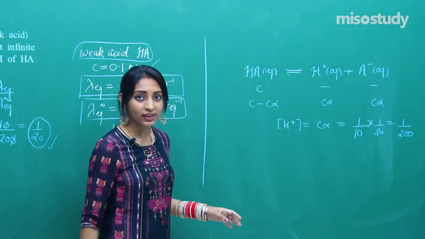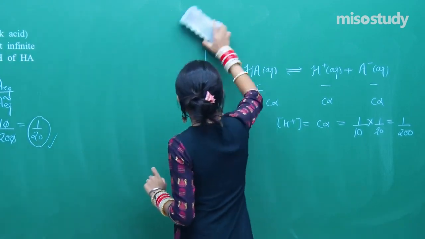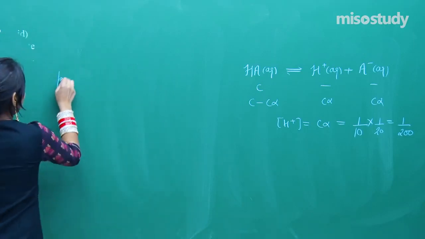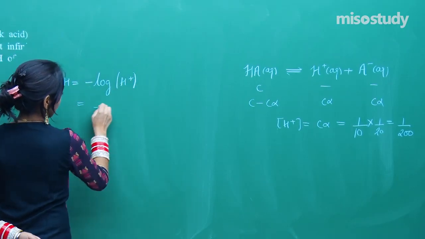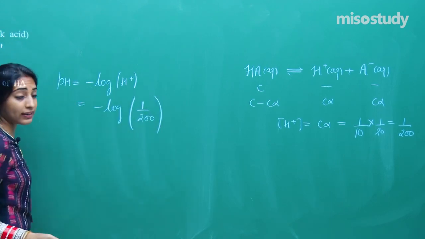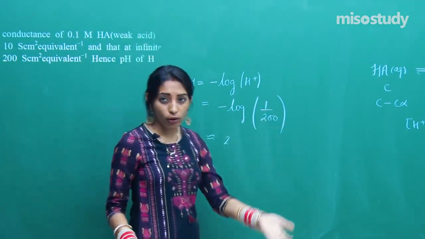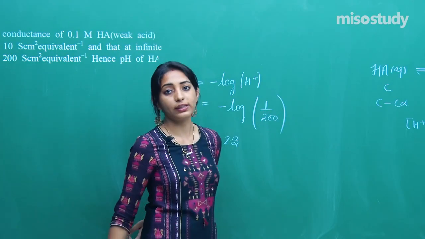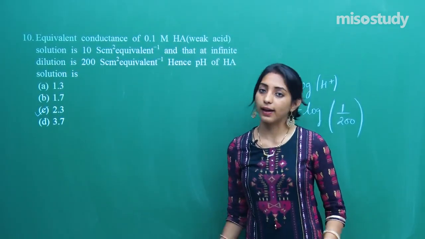But this is not the final answer. This is just the calculation for H plus concentration. Now once you know the concentration of H plus, you can do pH is equal to minus log of H plus, minus log of 1 by 200. So minus log of 1 minus log of 200. So this is how you will proceed, and you will be getting the answer as 2.3. Solve it, you will genuinely come to 2.3 as the correct answer.